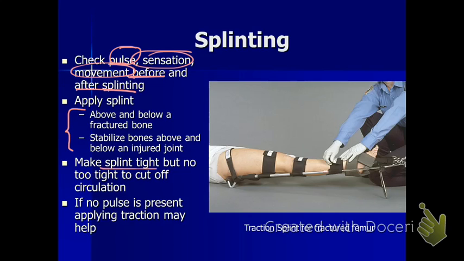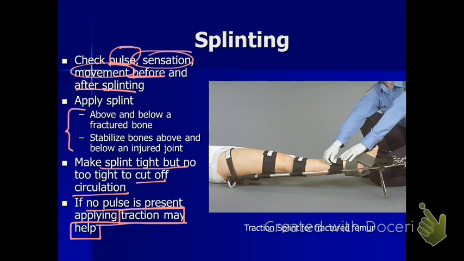Make the splint tight, but not so tight that it cuts off circulation. Again, this can be assessed with cap refill if you cannot get to the pulse that supplies that actual injured limb and or joint. And then if no pulse is present, applying traction may help. And so again, we're really only going to apply traction to a compound femoral fracture.